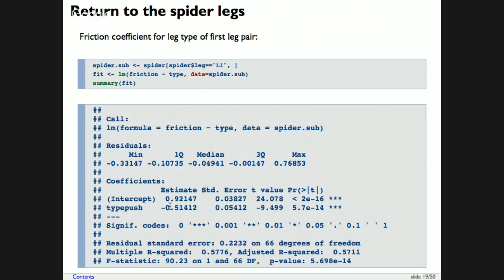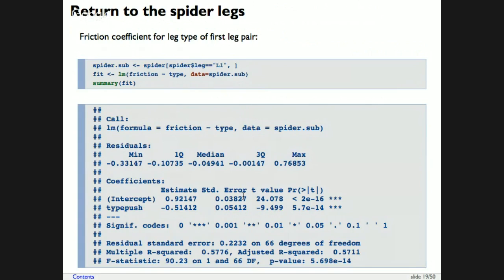So the type is significant. Having the regression equation is nice, but what we really want to do probably is infer whether there is a relationship between leg type and friction coefficient. So the rest of this column helps us to do that. The second column provides a standard error on this estimate. You've learned how to take a standard error and turn that into a margin of error and a confidence interval.